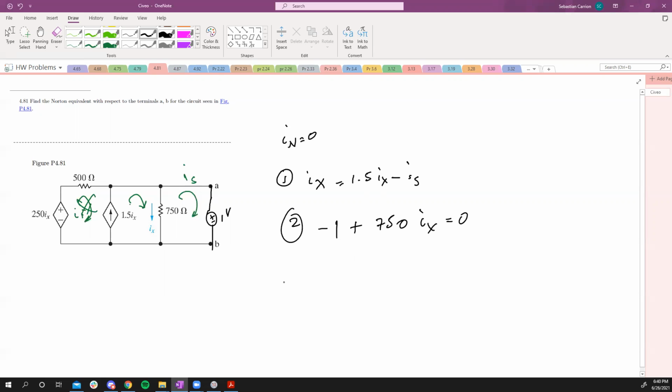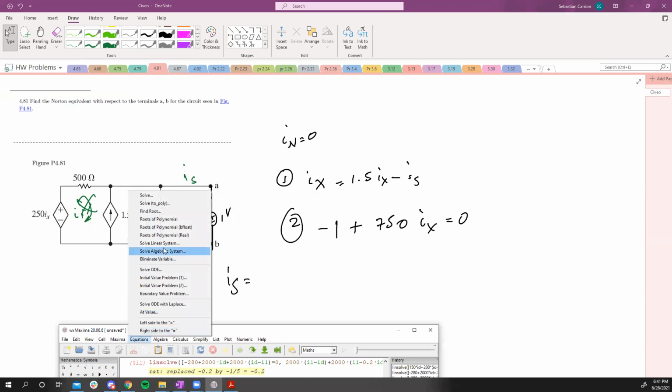So we want to find Is, whether it's negative or positive, because if it comes out negative, we know the current's going in the reverse direction. If it comes out positive, it means the current is in the right direction. So I'm going to go ahead and plug this in.